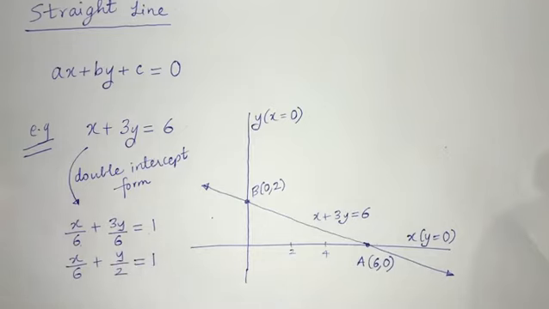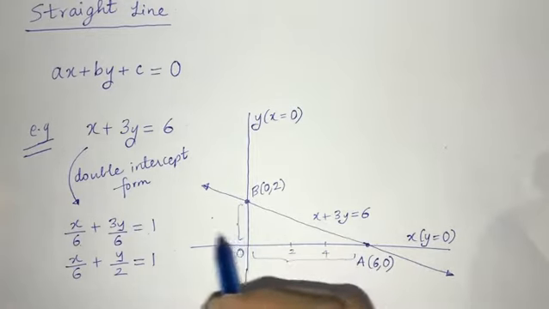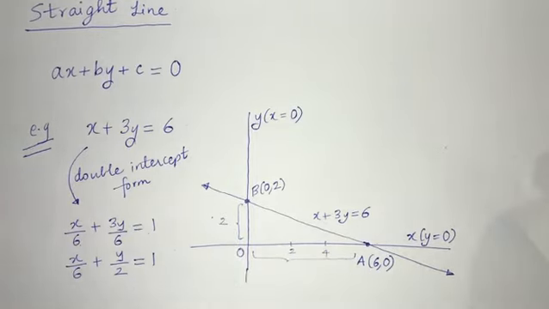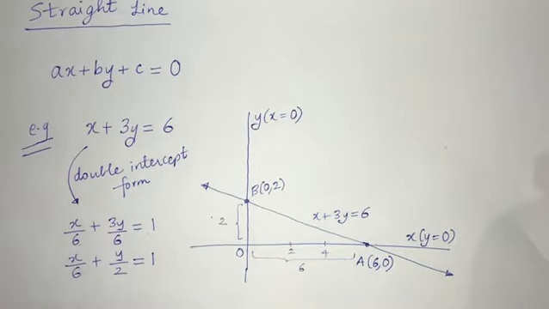Here the x-intercept is 6, which is 6 units from the origin, and the y-intercept is 2. This is the double intercept form. So mainly I'll be using this because, although we can also put y as 0 and x as 0, this is simpler. You directly get the x-intercept and the y-intercept, so you get 2 points, one on the x-axis and one on the y-axis, and create a straight line.